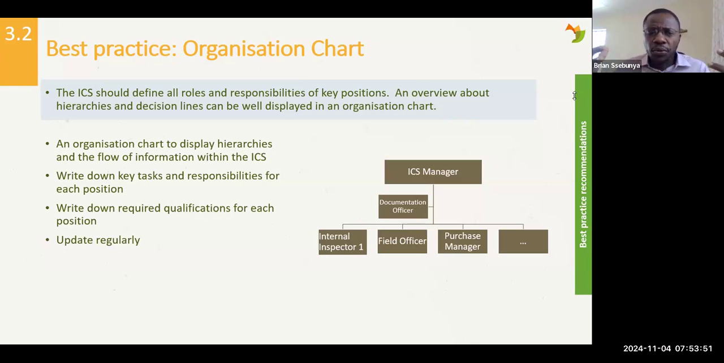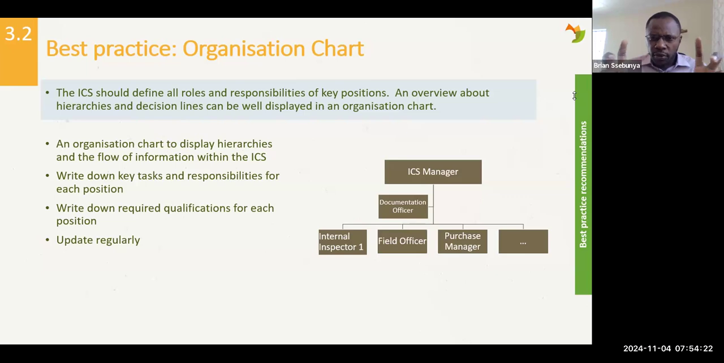Basically, they help to make sure that the documents and records are kept safely, especially for future reference, for external auditing purposes, etc. So it could look something like that. And each one in this. So when you write your ICS manual, obviously you need a chart like this.